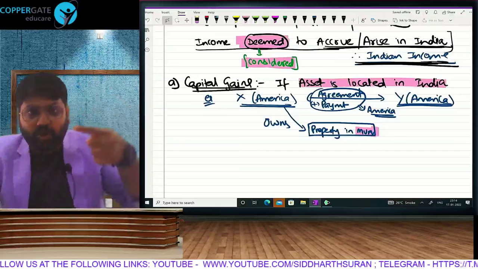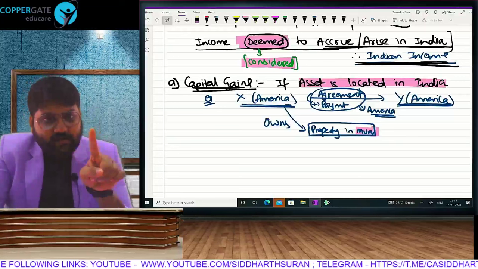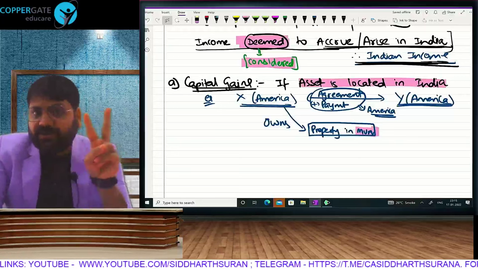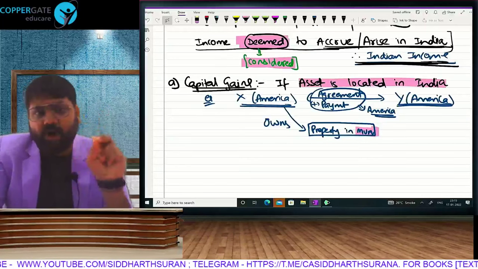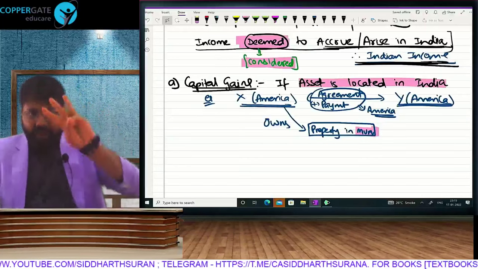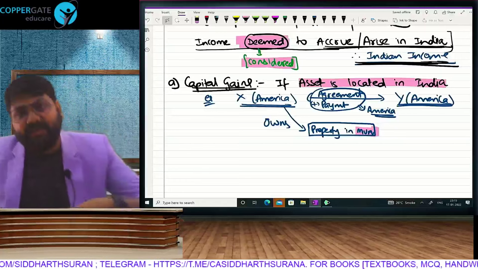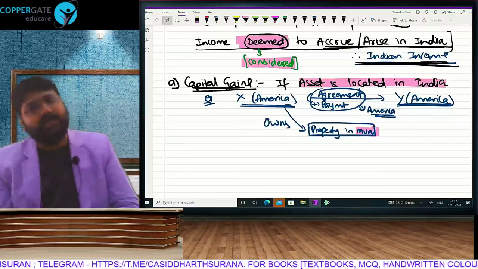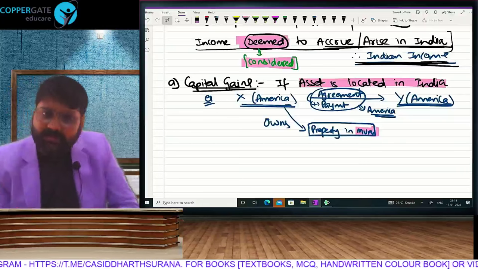So, understand the chronology. First, asset is located in India. Once asset is located in India, then we will not check the place of agreement, the place of payment, anything. This income will be deemed to accrue or arise in India. If the income is deemed to accrue or arise in India, that means it is Indian income. And if it is Indian income, that means everyone has to pay tax irrespective of your residential status. Mr. X will be liable to pay tax in India. Is this clear?